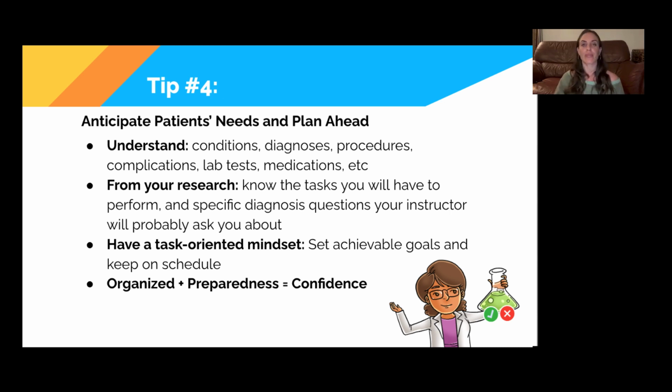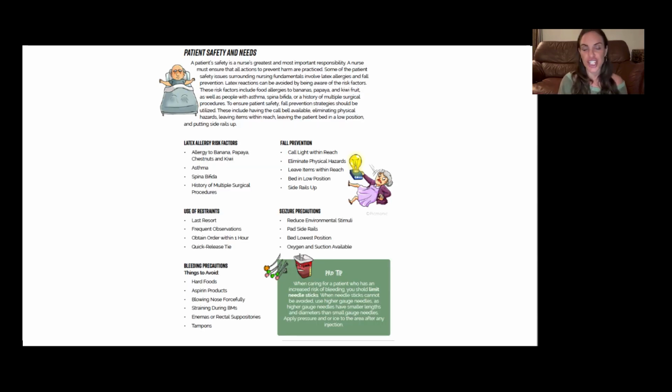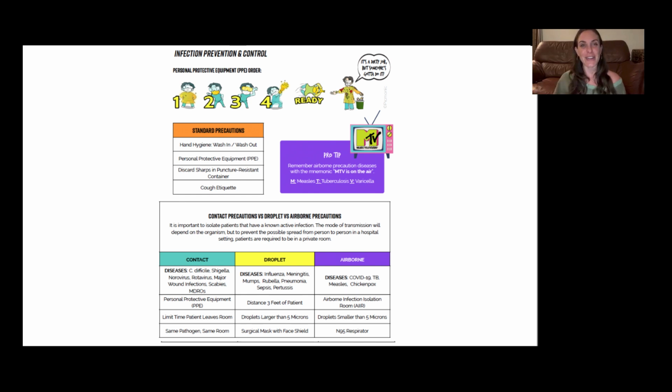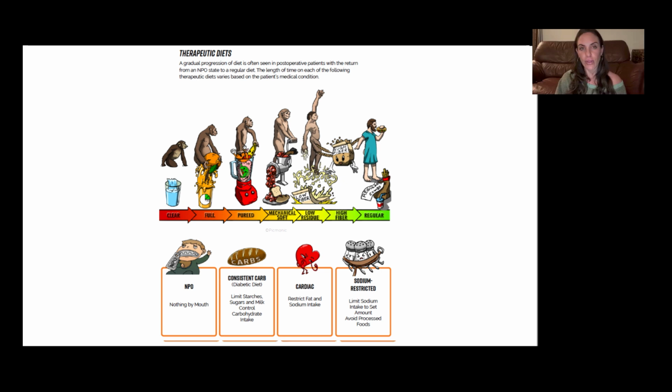All right, another critical clinical cheat sheet that you can print off: patient safety and needs. So these are some of the foundations that are going to be very helpful. And also you're most likely to get tested on some of these things. So this is a nice one to print off. They're all nice ones to print off. Another one here is infection prevention and control, with the different precautions: standard precautions, contact precautions, droplet, and airborne. And then we have another one here, therapeutic diets, which is going to be very handy in your clinicals.